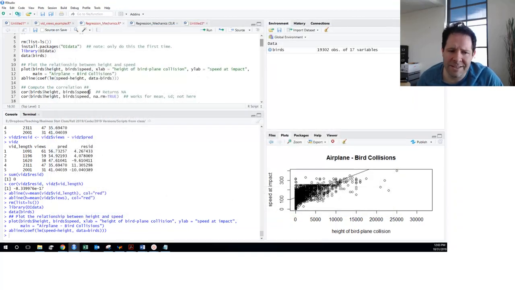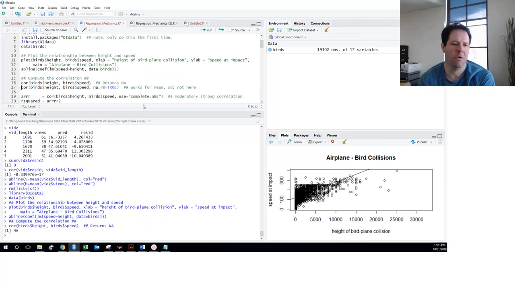So let's just get into the data set. Let's try to compute the correlation. What you'll notice is that this returns an NA. This data set's real data, and sometimes it has some missing information. You just know that the bird hit the airplane, but you didn't know how fast you were going, or maybe you knew how fast you were going, but you didn't know what height you were. So there's some missing.